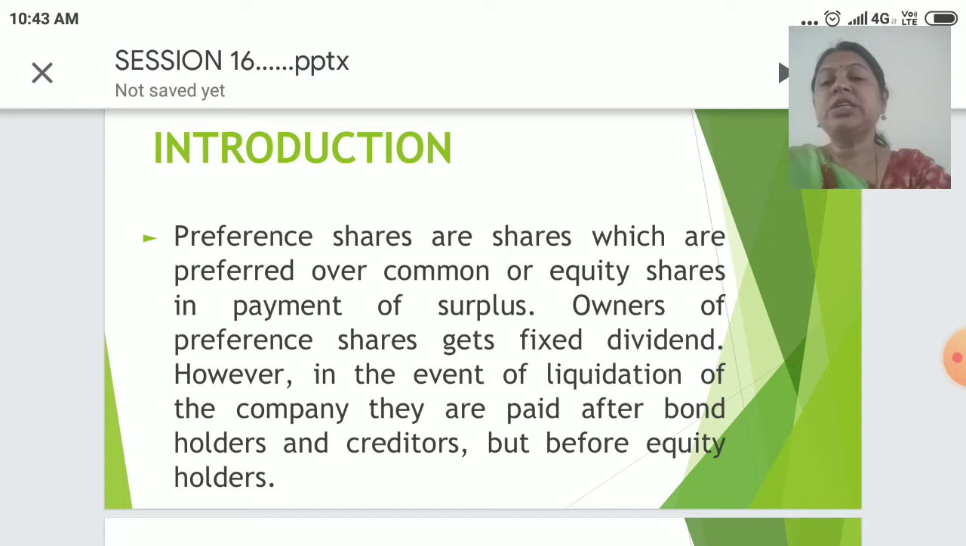Preference shares are shares which are preferred over common or equity shares in payment of surplus. Owners of preference shares get fixed dividend. However, in the event of liquidation of the company, they are paid after bondholders and creditors, but before equity shareholders.